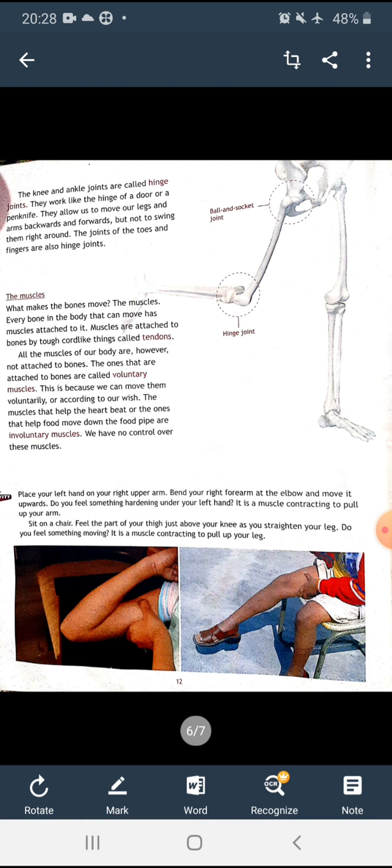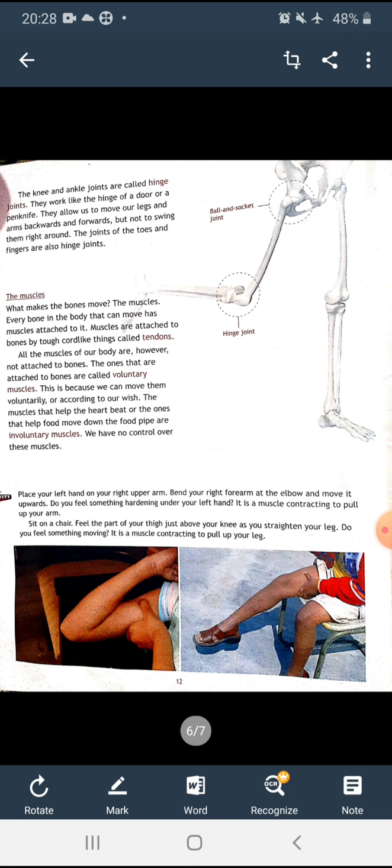Next are the knee and the ankle joints. They are called hinge joints. They work like the hinge of a door or a pen knife. They allow us to move our legs and arms backwards and forwards, but not to swing them right around. The joints of the toes and fingers are also hinge joints, because they work like the hinge of a door or a pen knife. The toes and fingers are allowed to move forwards and backwards.